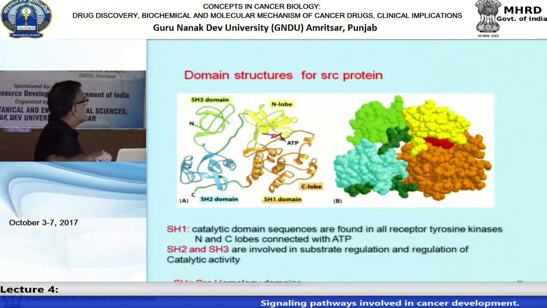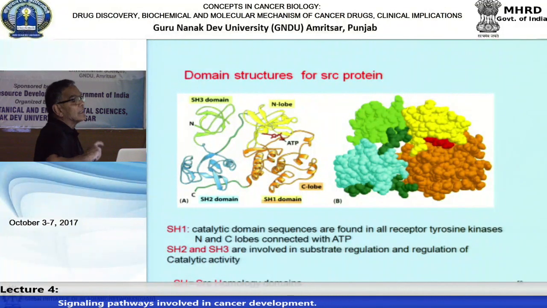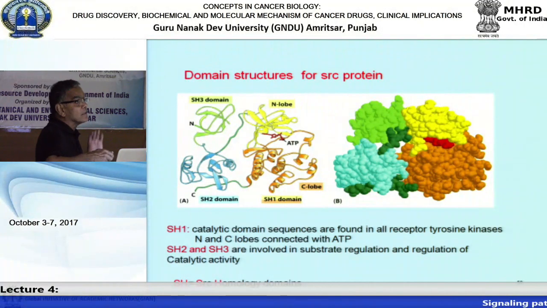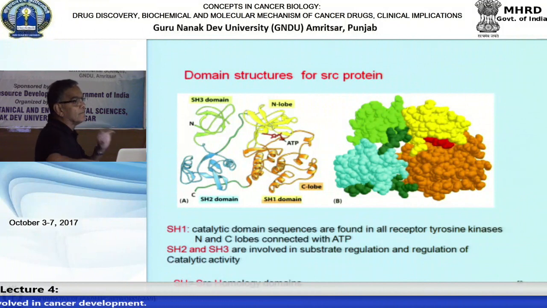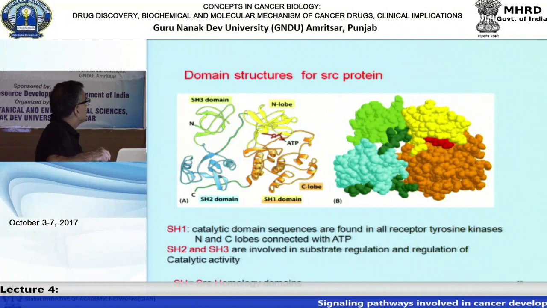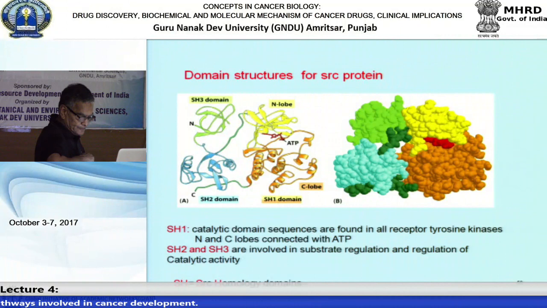The SARC protein is a self-phosphorylating protein. That's the only protein in the body that self-phosphorylates. Other proteins require ATP or some sort of a phosphorylating influence, whereas SARC is a self-phosphorylating protein. It is divided into three domains, and you have a different action for different domains. The SH1 is a catalytic domain, whereas the others are involved in the substrate regulation of the catalytic activity. Okay.